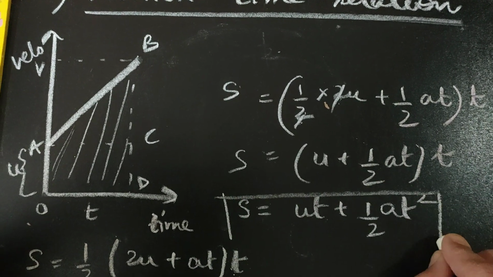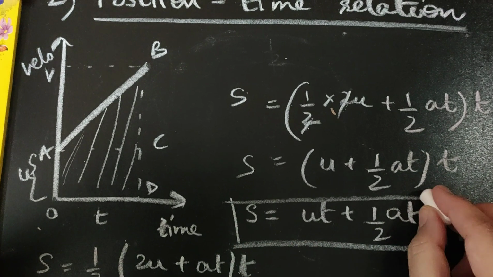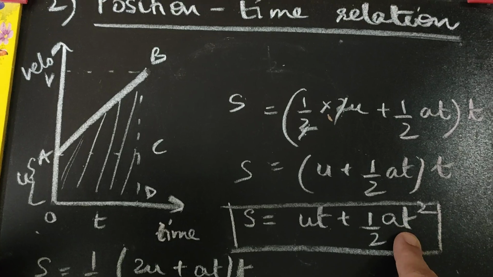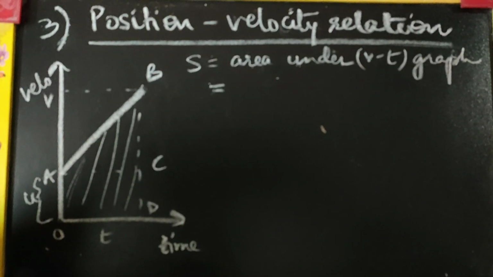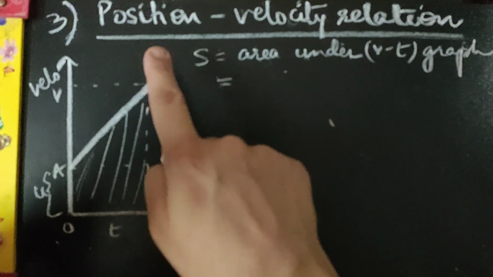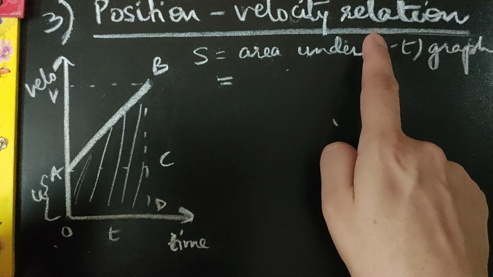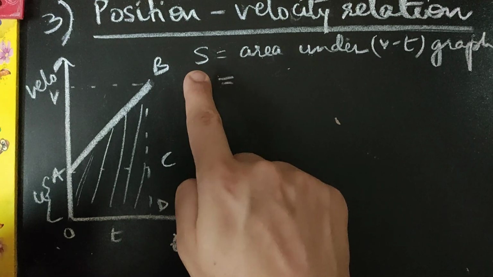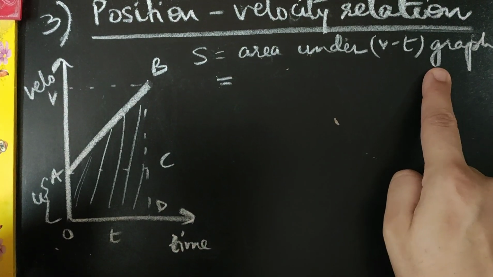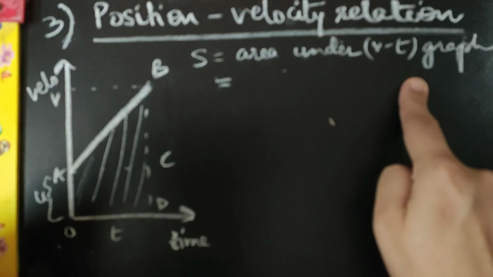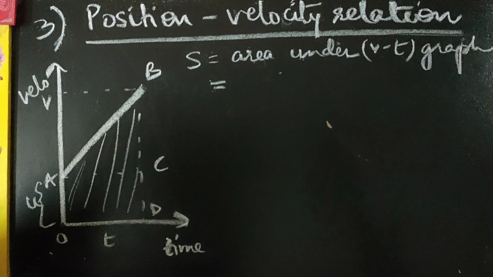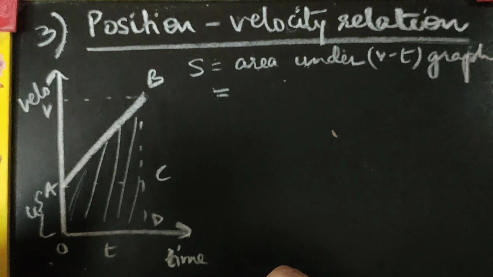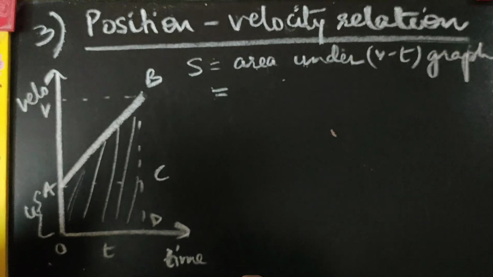So this is the final form of this equation, which relates the position of the object with the time. So, position time relation. Let us now derive the third equation, which is also known as the position velocity relation. We start with the same step, that is the displacement is the area under VT graph. In fact, you will realize that during the derivation of this equation, the initial steps of the derivation are the same as in the case of the second equation we did.